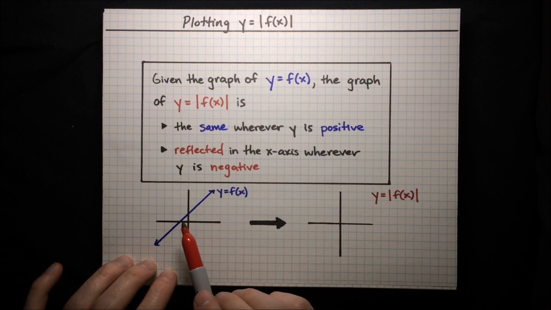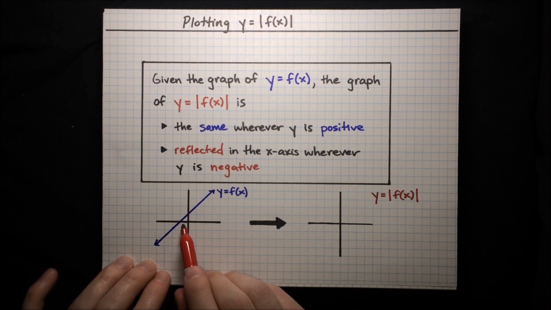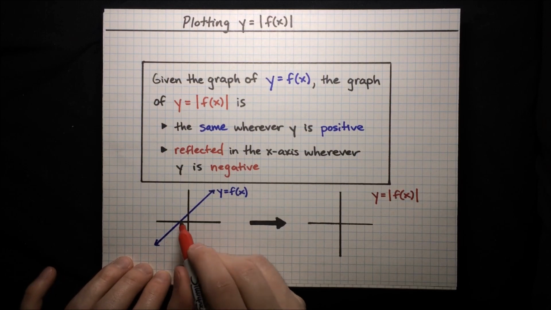So really, we just need to know where the graph is positive and where it is negative, and we'll deal with those sections accordingly. So the crossover point is where the graph crosses the x-axis. That's where it changes from positive to negative. And that is the point right over here.